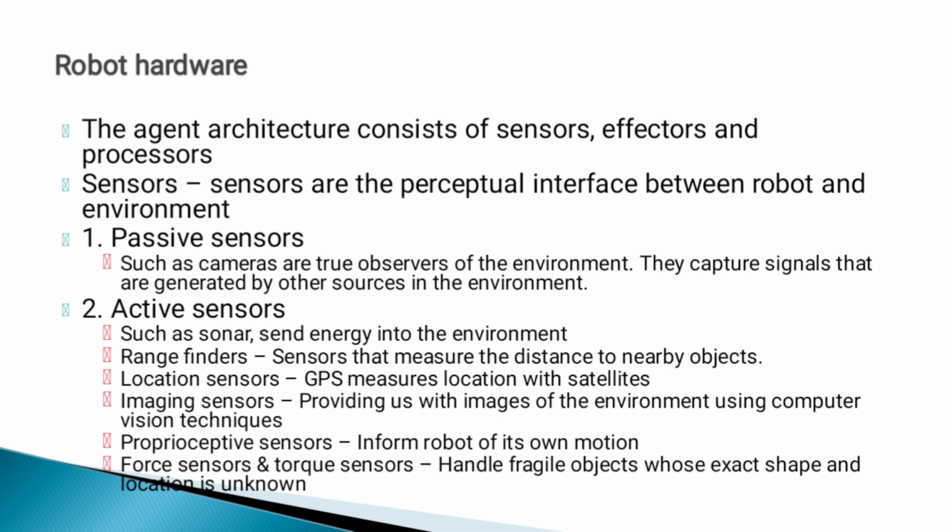Active sensors such as sonar send energy into the environment. Rangefinder sensors measure the distance to nearby objects. Location sensors such as GPS measure location with satellites. Imaging sensors provide us with images of the environment using computer vision techniques. Then proprioceptive sensors inform the robot of its own motion. Force sensors or torque sensors handle objects whose exact shape and location is unknown.